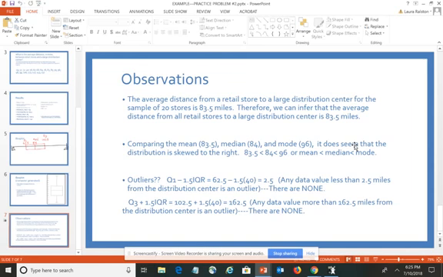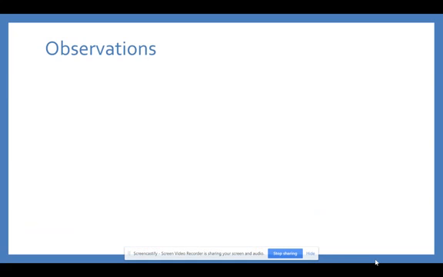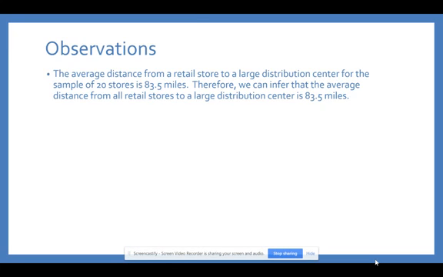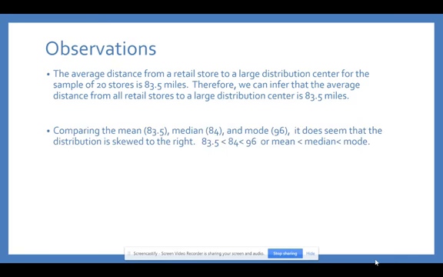So again, some observations that we have. The average distance from the retail store to a large distribution center for the sample of 20 stores is 83.5 miles. Therefore, we can infer that the average distance from all retail stores to a large distribution center is 83.5 miles. If we compare the mean, the median, and the mode, the mean, which is 83.5, the median, which is 84, and the mode of 96, it does seem that the distribution would be skewed to the right, since the mean is smaller than the median, which is then smaller than the mode.